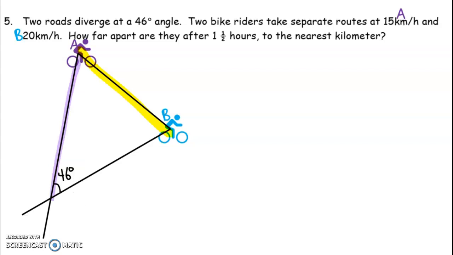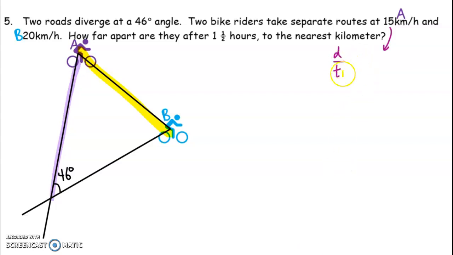Well, first, let's look at each individual biker's path. So we're going to look at the purple biker's path first. So biker A, and we know that he travels at 15 kilometers per hour. But they're traveling for an hour and a half. So we need to determine how many kilometers this guy traveled in an hour and a half. In 1 hour, he travels 15 kilometers. So it only makes sense that in 1.5 hours, he can travel 22.5 kilometers.